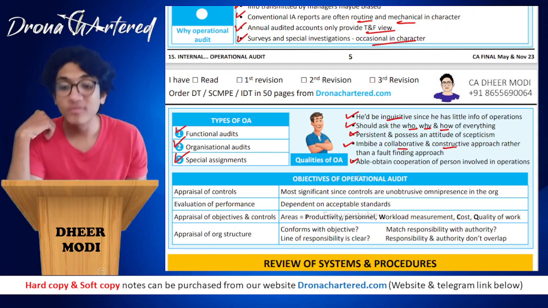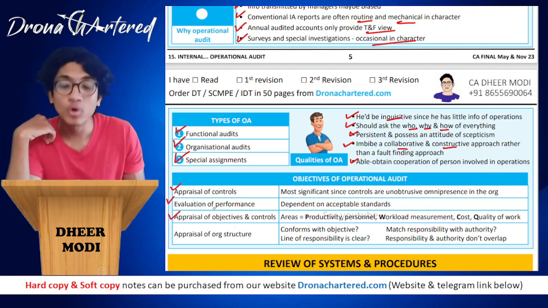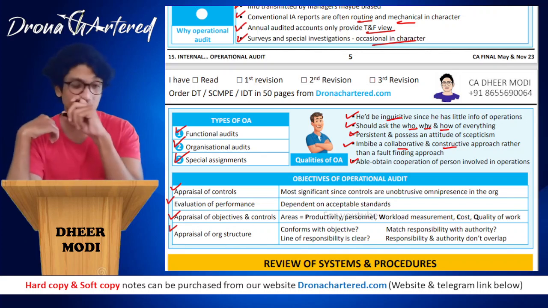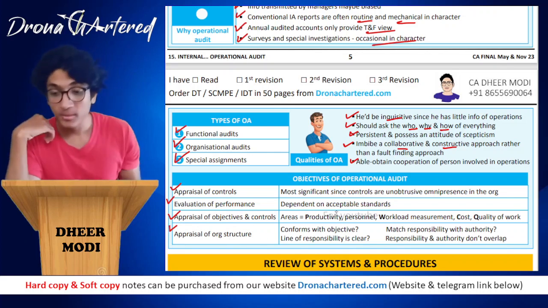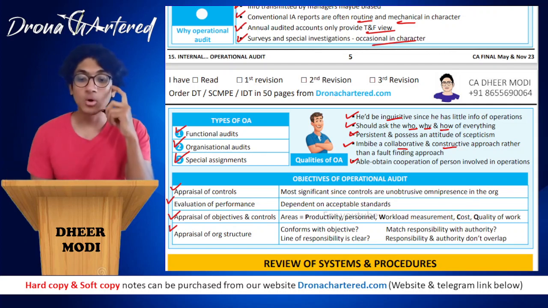Next are the objectives of operational audit. The objectives of operational audit are appraisal of controls, evaluation of performance, appraisal of objectives, and appraisal of organization structure. So these are your four objectives. Okay. Most significant, since controls are unobstructed and omnipresent in the organization.